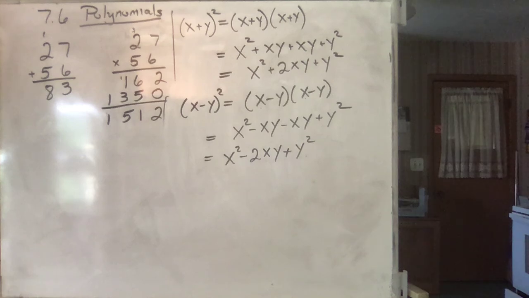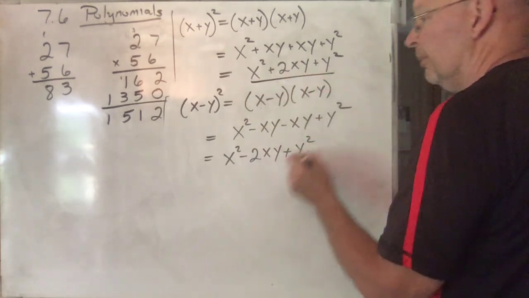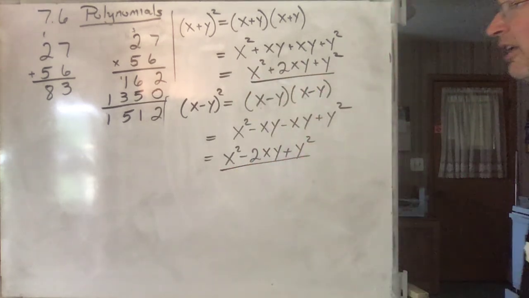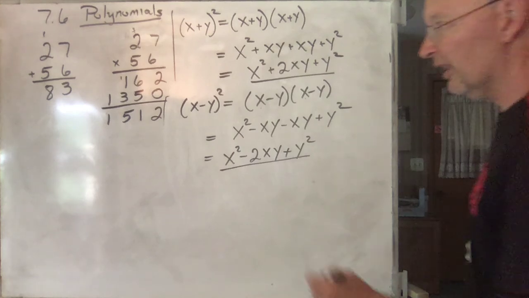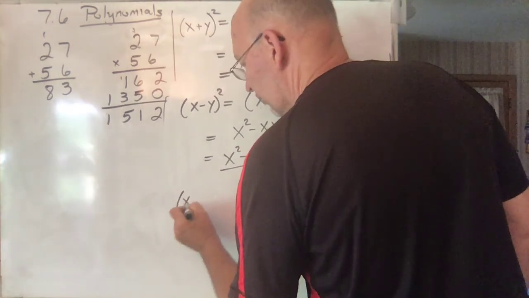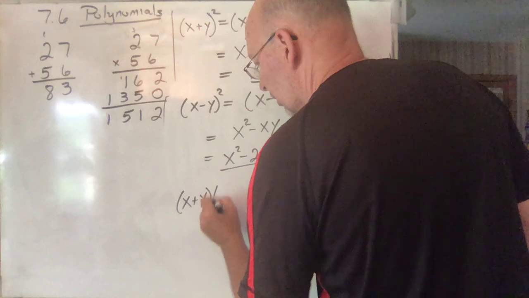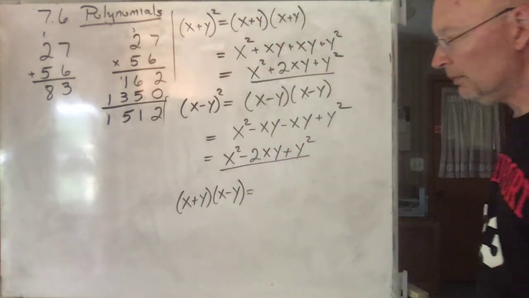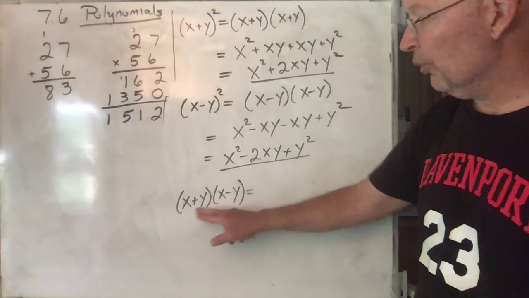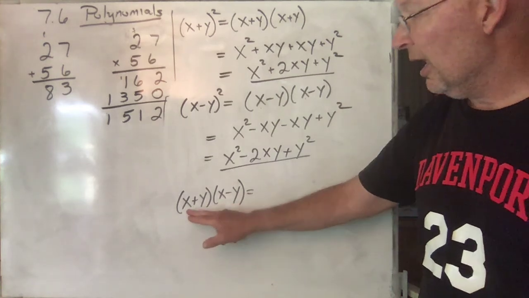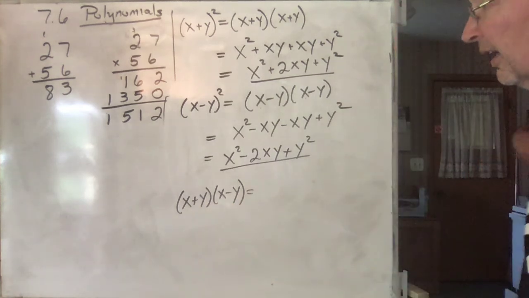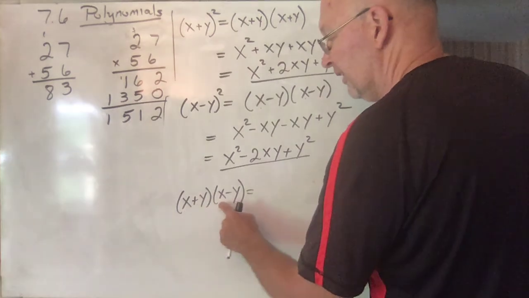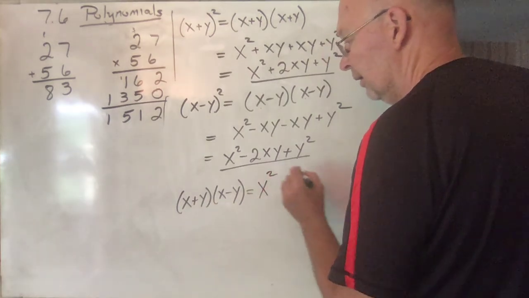So that's one that also comes up quite a bit. The author mentions it, so I thought I would too. And then here's the last one. This is actually the one that comes up the most often. Here it's (x + y) times (x - y), and all you have to do is use FOIL on it. If you use FOIL on it, you're going to get x times x is x squared.